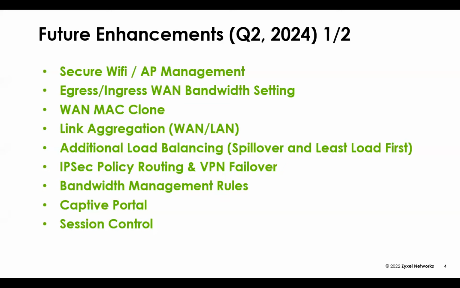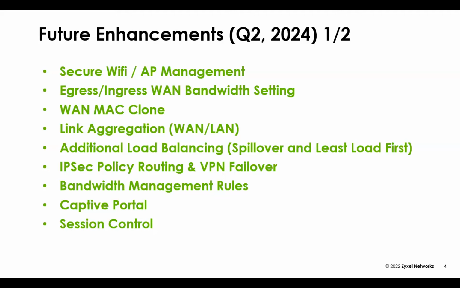Additionally, our ingress and egress bandwidth settings are not available right now. And the reason for that is because it has to tie in with the load balancing algorithms, and there are some load balancing algorithms that are not available. So from right now, you will not be able to set the actual bandwidth for the upstream and downstream for the WAN settings. Moving also along, we also have the WAN MAC address cloning option.